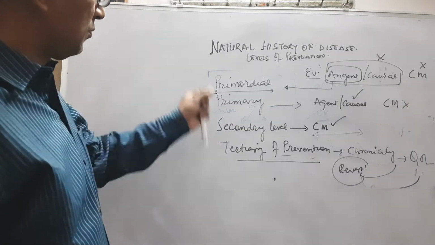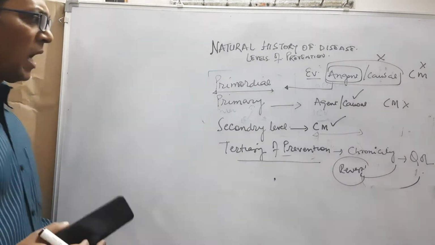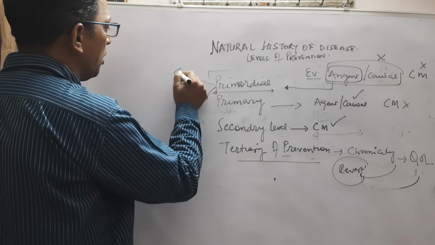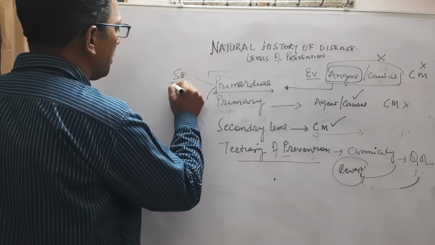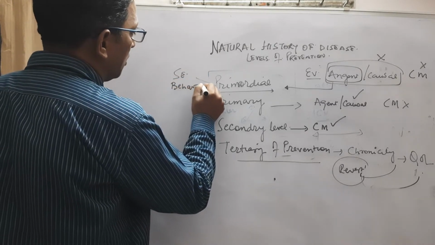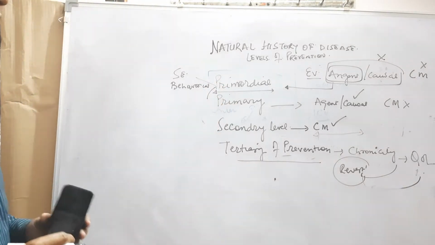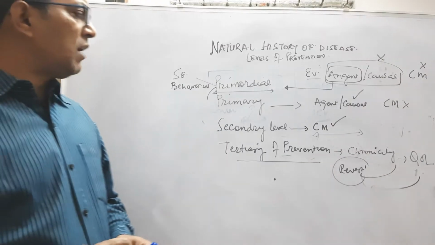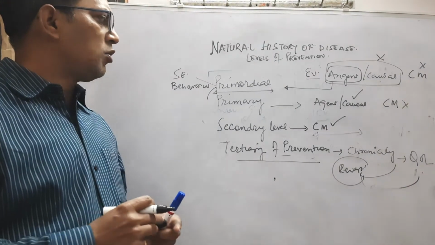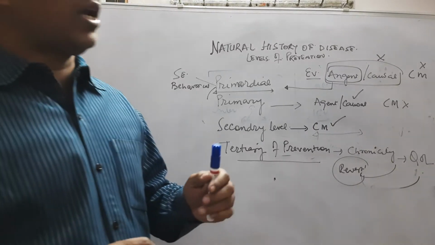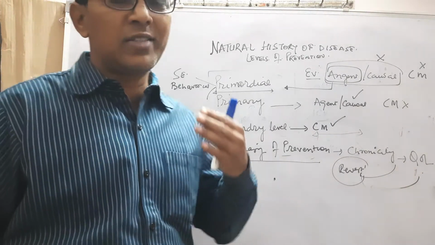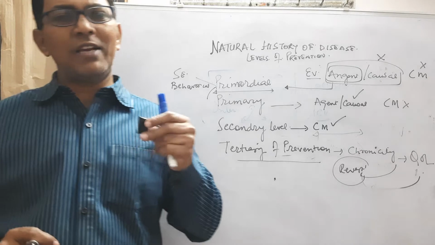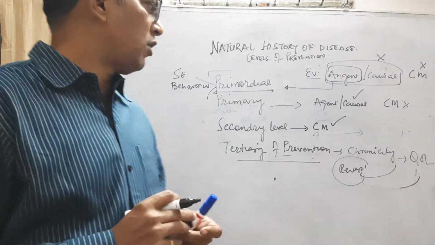Now, what is the primordial level of prevention? The primordial level of prevention talks about the socio-economic and behavioral condition. Let me cite an example. Supposing you have a kid at your home and you teach them the good habits of hand washing, you teach them what is good for their health, that junk food is bad for them, then this level of prevention is known as primordial level of prevention.